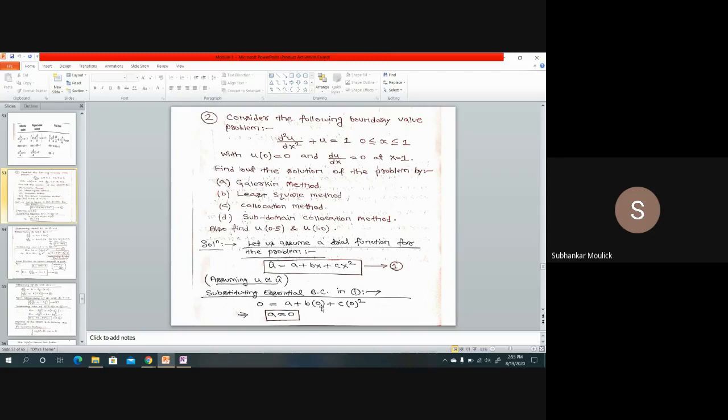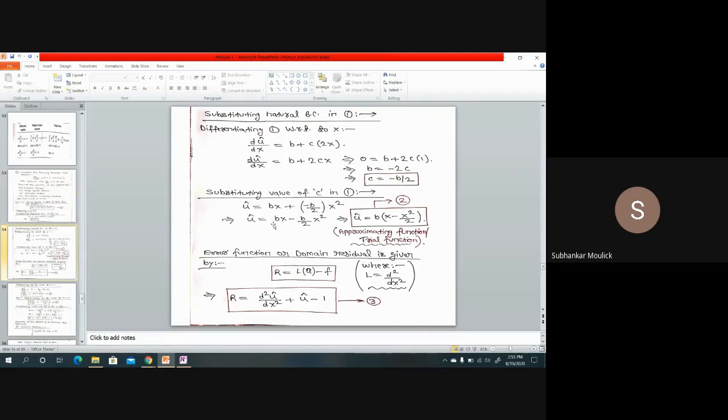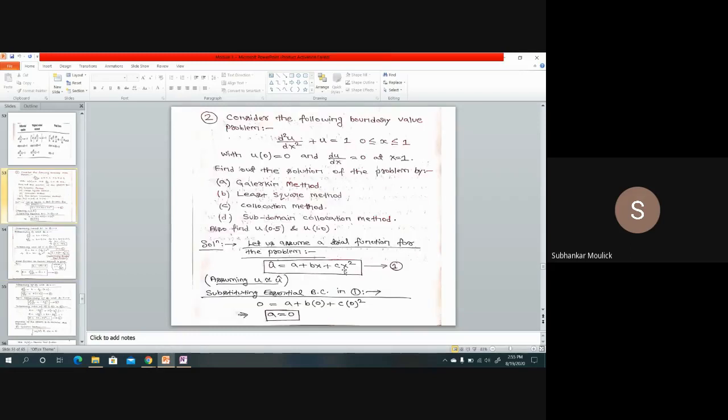After that, what we are doing? We are checking whether it is satisfying the essential boundary condition or not. It is satisfied, and from that expression we came to know that the value of a is 0. So the assumed trial function now takes the shape u cap is equal to bx plus cx square.